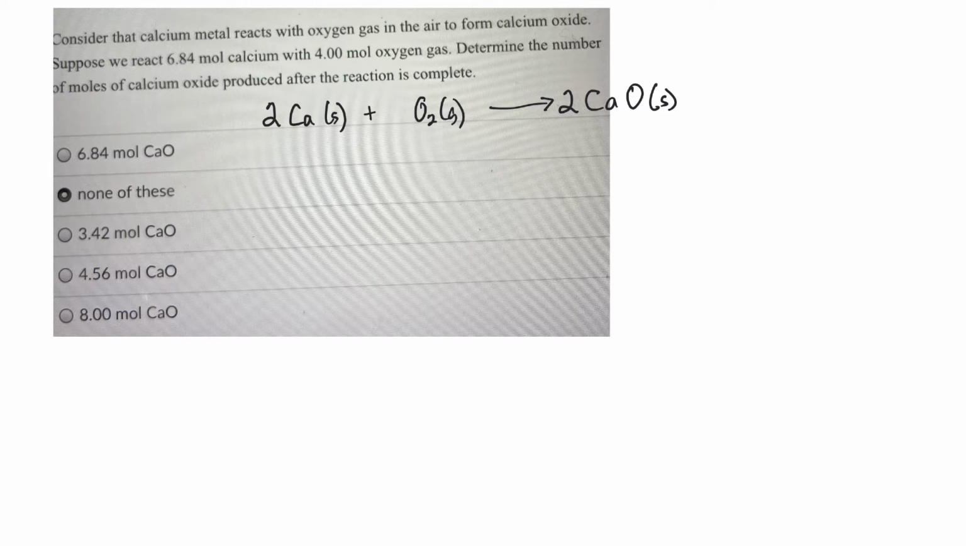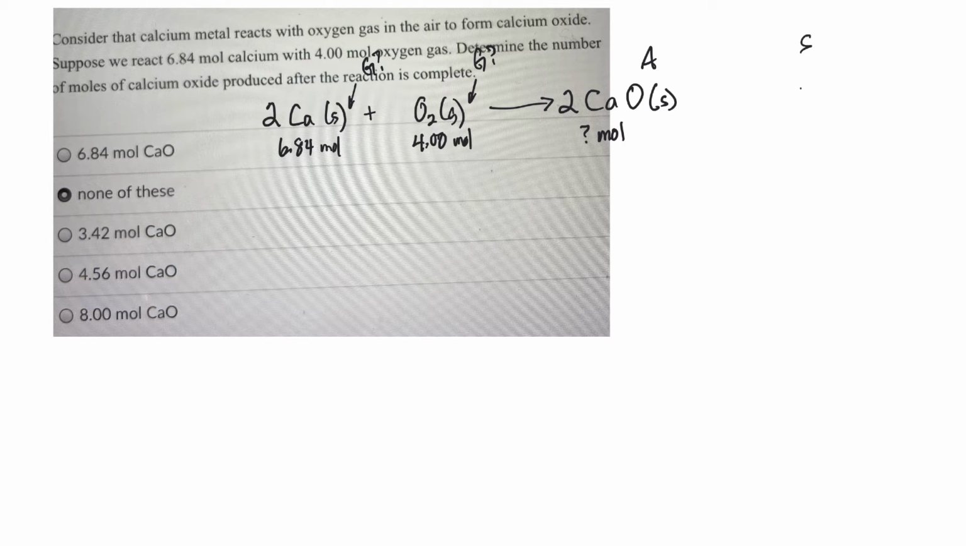Let's write down what they're giving us. There's 6.84 moles of calcium reacting with 4 moles of oxygen gas, and they're asking how many moles of calcium oxide are produced. You see how we have too much information? We have information on calcium and oxygen. So which one am I going to take as my given? Is it the calcium or the oxygen? And the asked is over here.